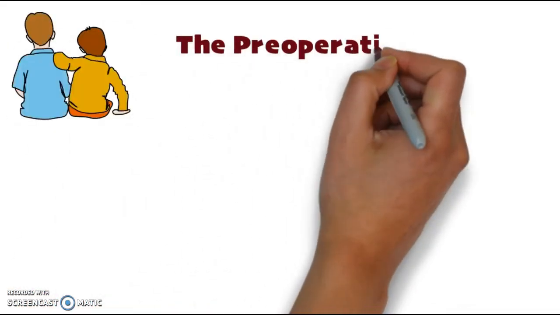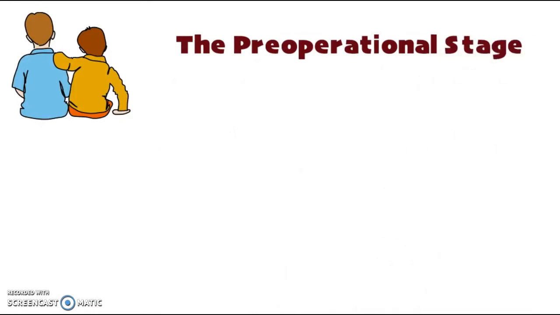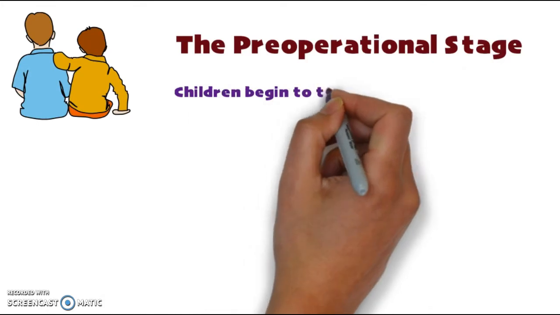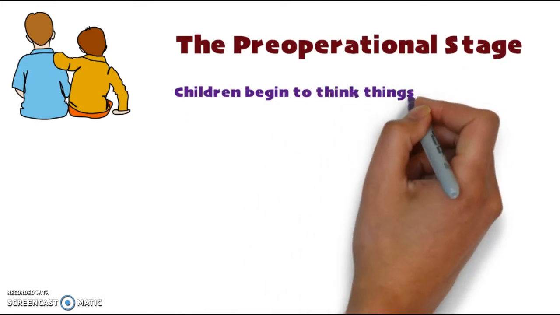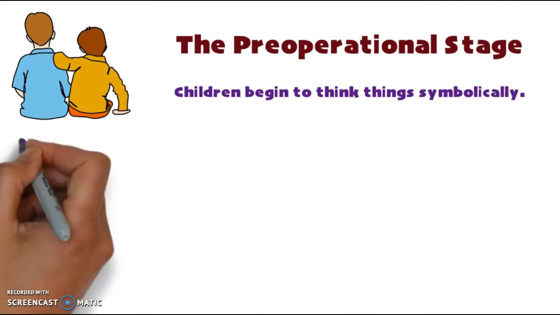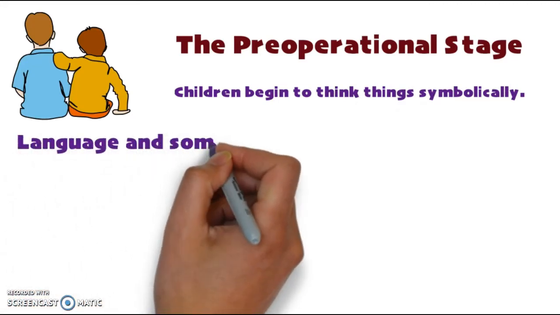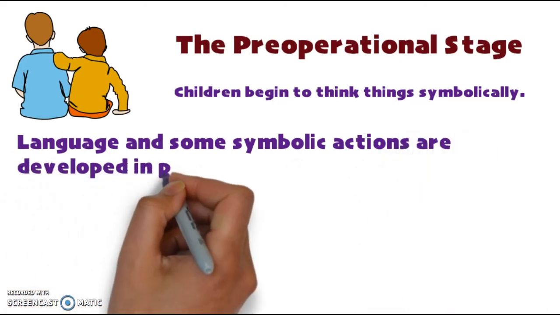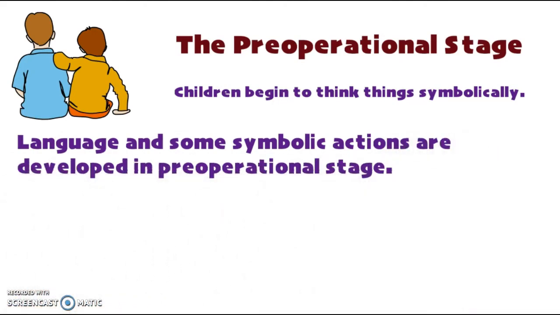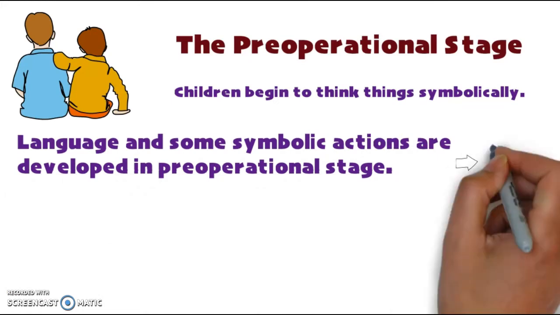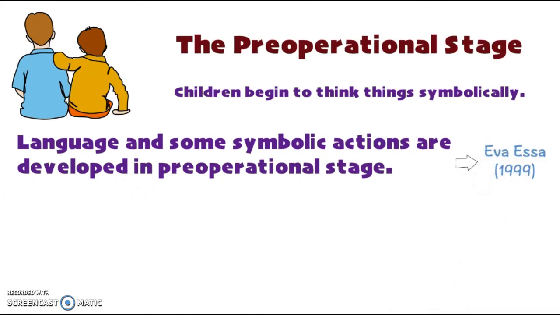The next stage is the pre-operational stage, which occurs from 2 years old to 7 years old. Children who are in this stage begin to think symbolically and learn to use words and pictures to represent objects. Eva Essa 1999 states that language and some symbolic actions are developed in the pre-operational stage as well. That's right, because we can see that infants are also learning how to talk during this period of time.